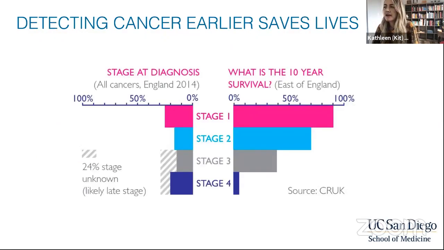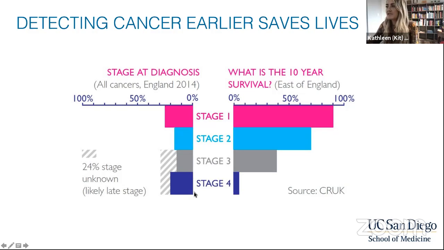So I want to motivate this talk by talking about early detection. What we really know from the data is that detecting cancer earlier saves more lives. This diagram is from the Cancer Research UK website, and it shows the distribution of cancer stages diagnosed in 2014 in England. As you can see, about 25% of all types of cancer were diagnosed in stage 1, and nearly as many were diagnosed in stage 4.